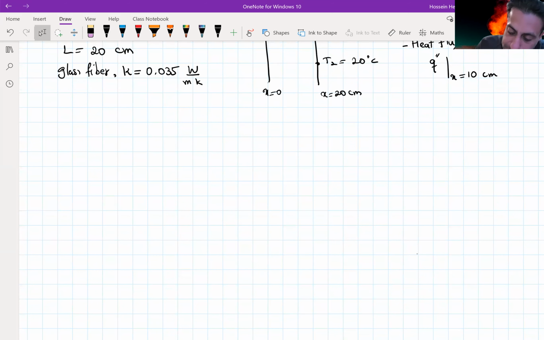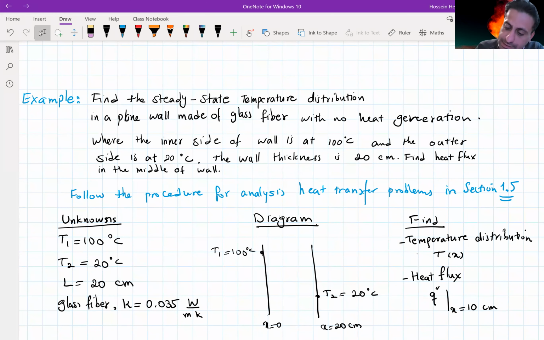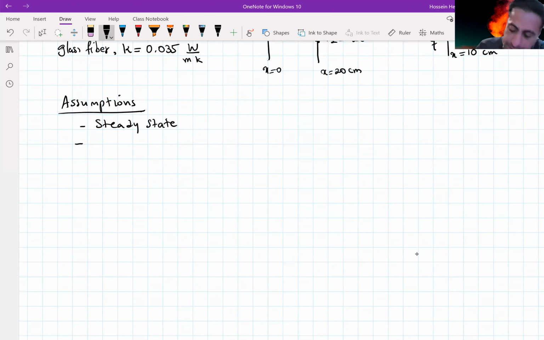And assumptions. Always list your assumptions as part of the steps. We assume this is steady state. I guess it was given in the problem, but even if it's not given, and there is no mention of time change, sometimes from the way the question has been narrated you may find out this is the case. And there is no heat generation. So these are the two assumptions.